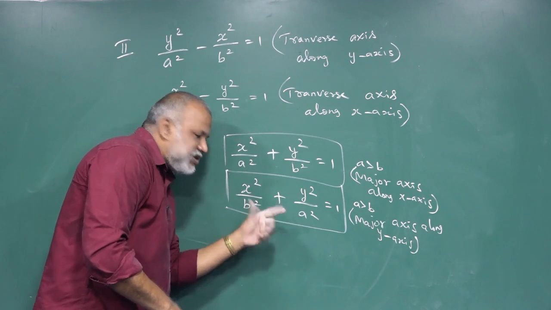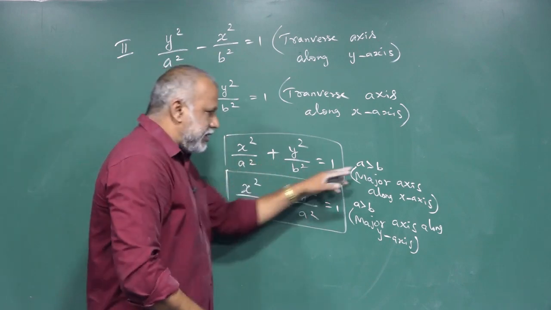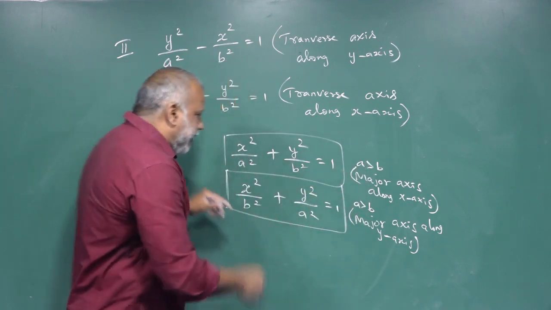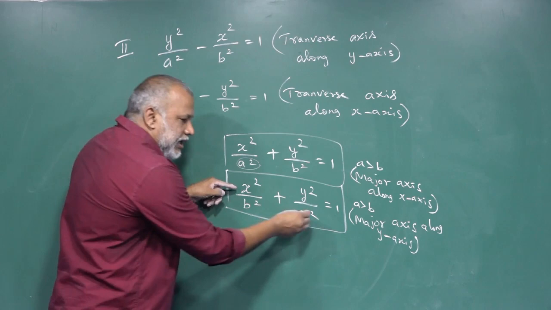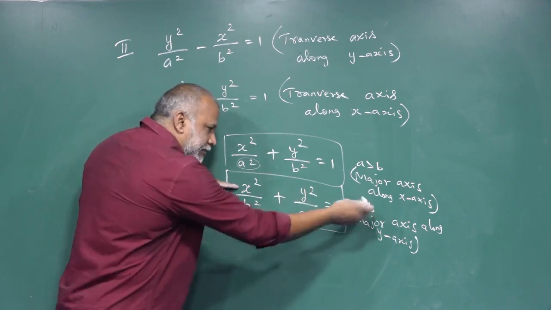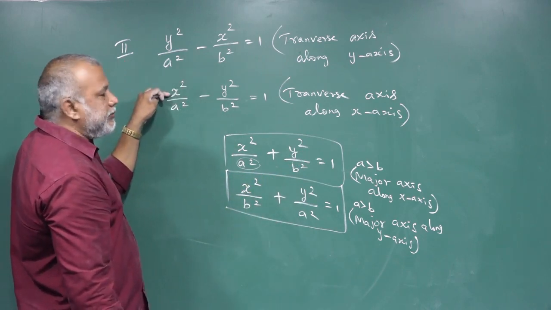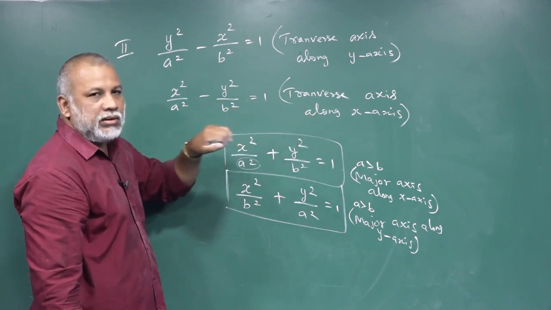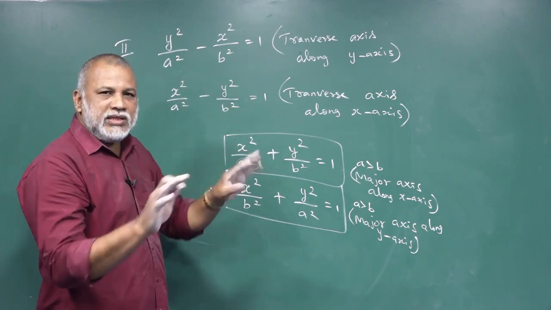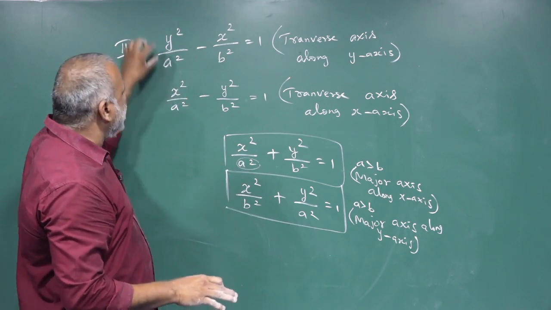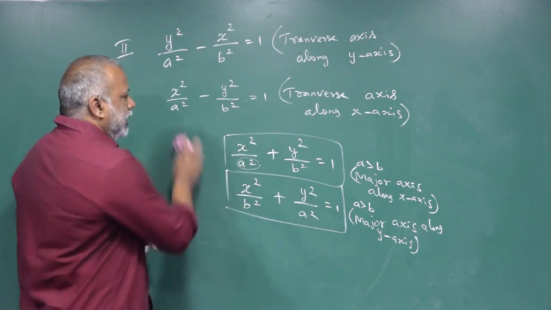Just comparatively you can observe the knowledge. See here the denominator changes. X squared by a squared. Here x squared by b squared. So always I am saying a greater than b, for both conditions. If the greater value is the denominator of x, then that is type number 1. Here the greater value is the denominator of y, type number 2 for an ellipse. See the difference here. Starting with the x squared, it is type number 1, transverse axis along x-axis. Starting with y squared. Here don't think about a squared b squared. Whatever may be the value, don't think about a squared b squared. Here think about x squared y squared. But there think about a squared b squared. That is the difference between an ellipse and a hyperbola.